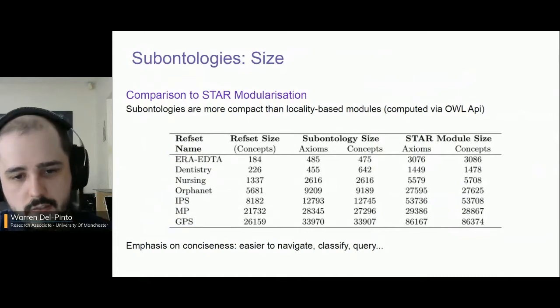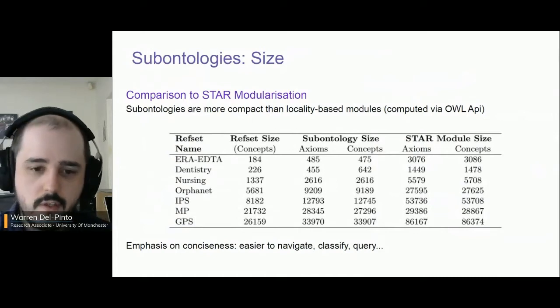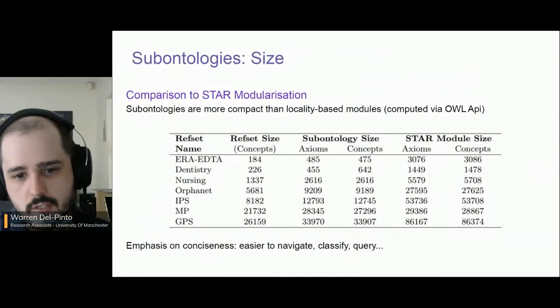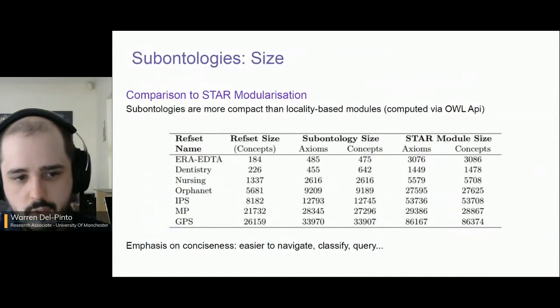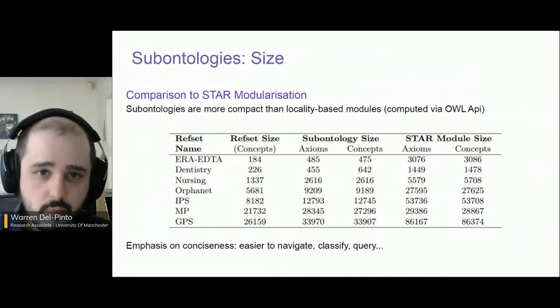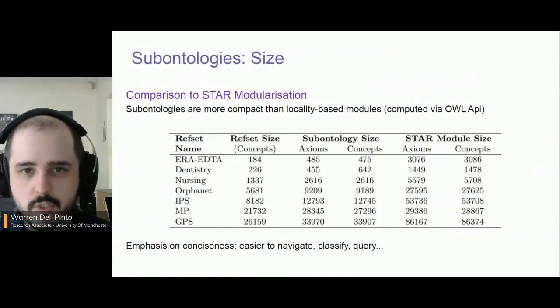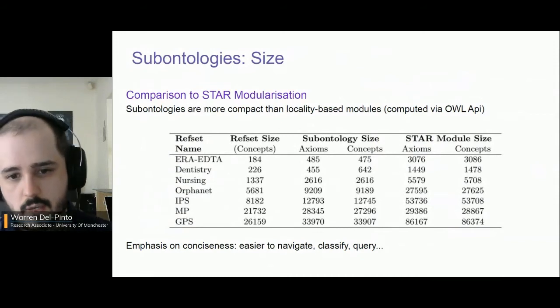So for example, for IPS, we go from 12,700 axioms or so. Same for concepts, while it was 53,000 or so in the STAR module. So in almost all cases, this shows that the subontologies are more concise than modules. There are a few exceptions.